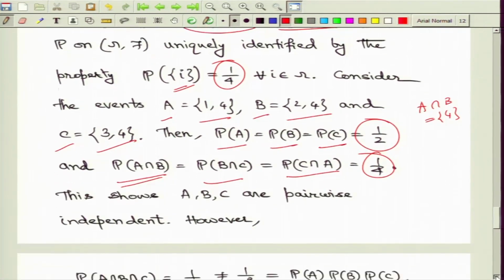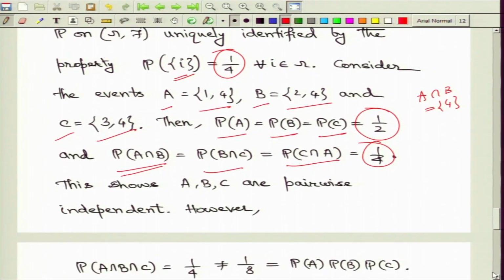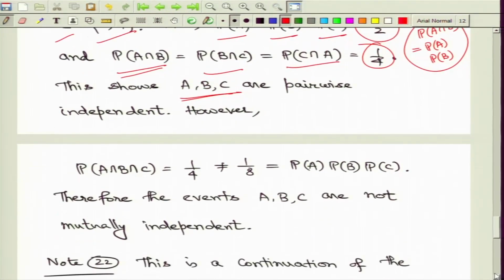And once you observe this, we immediately conclude that probability of A intersection B is the same as the product of the probabilities of the events A and B, and therefore, the events A and B are independent of each other, that is the pairwise independence. Moreover, this is verified for all these pairs AB, BC and CA. Therefore, this collection A, B, C are pairwise independent, but we can try to check whether these are mutually independent or not.